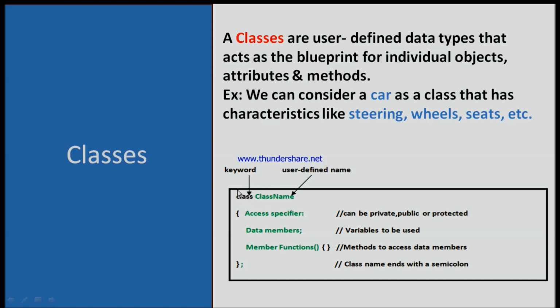We are using class as a keyword, and we are using the class name as a user-defined name. And in the block of the class there are functions and access specifiers. What is an access specifier? It behaves like a keyword in OOPS that sets the accessibility of classes and methods. It can be private, public or protected, and the members are the variables to be used.